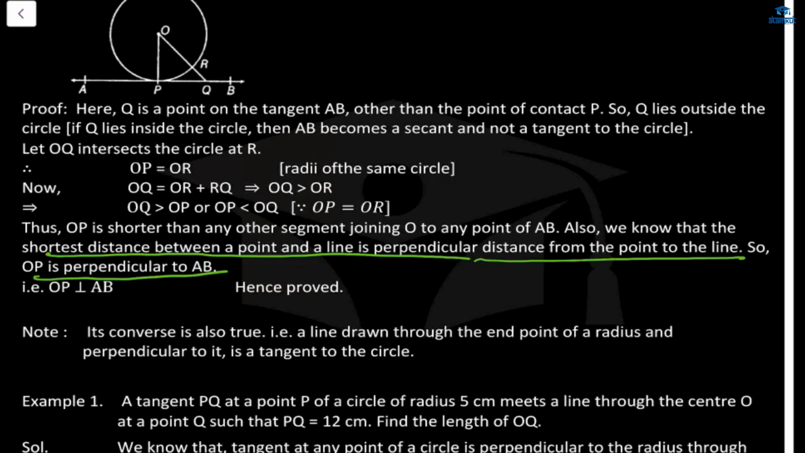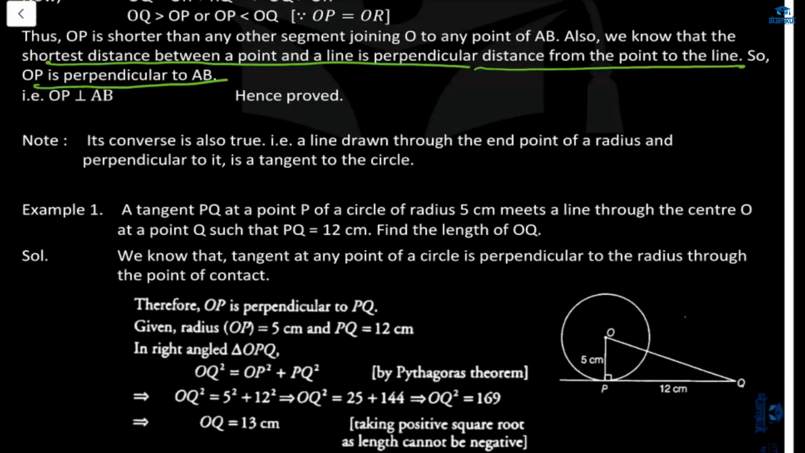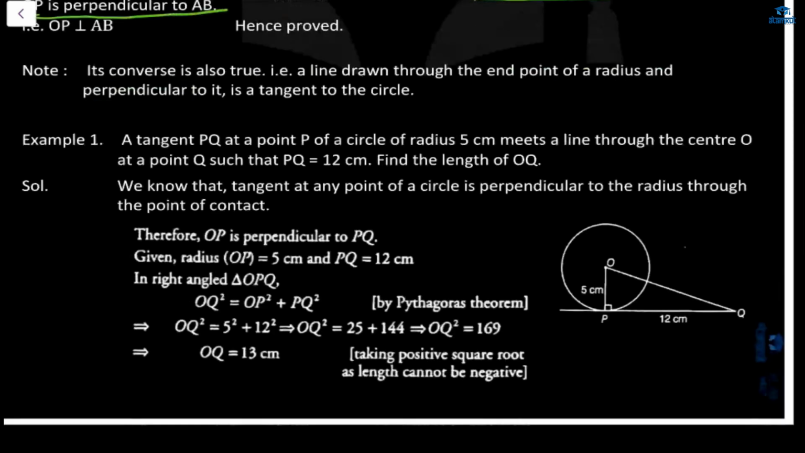No doubt. Okay. And here its converse is also true. What is the converse? It means just the opposite: if you draw a line through the end point of a radius and perpendicular to it, it is a tangent. So if from the end point of the radius we draw a line that is perpendicular to the radius, that line will be a tangent. That means it will be touching at a single point only. Understood, Sophia? Yes, ma'am.